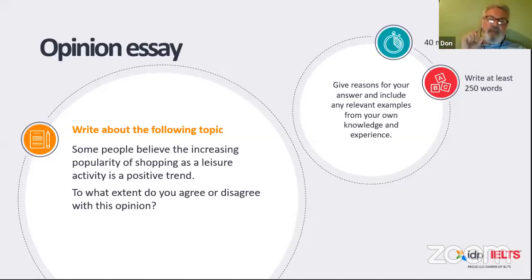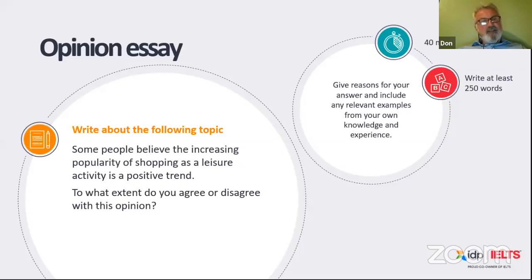Now remember, a task 2 is 40 minutes. It's twice the value of a task 1. It's longer. It's 250 words. About 260 or 270 is good, but don't write 350. That's too many words.